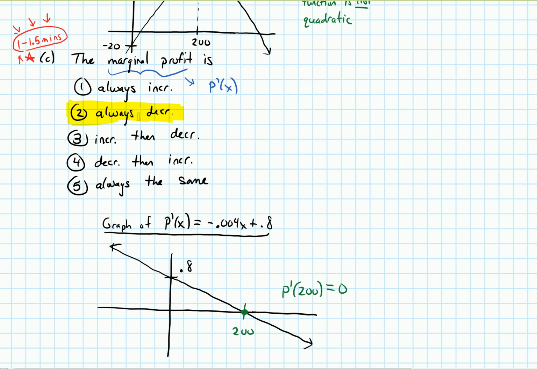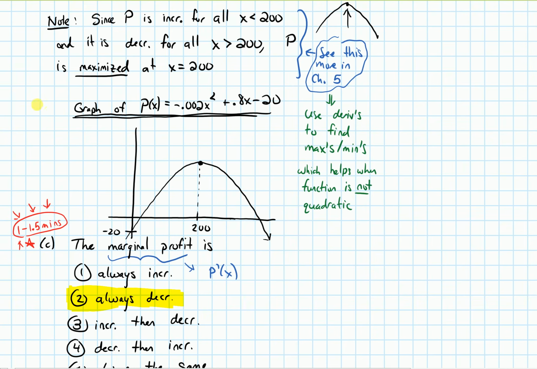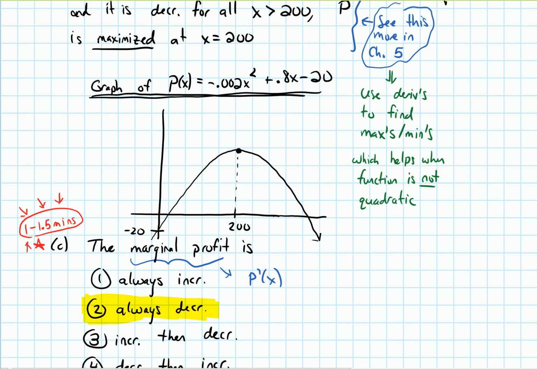It is always decreasing. There's another way that we could have seen this by looking at the original graph, and I just want to sketch out that idea. Looking at the original graph, we need a way to determine whether the marginal profit, aka the derivative, is increasing or decreasing, and if that changes. So if we look at different points on the graph and think about the slope of the tangent line, because that's what the derivative tells us, and look at a point like this, that tangent line has a positive slope.